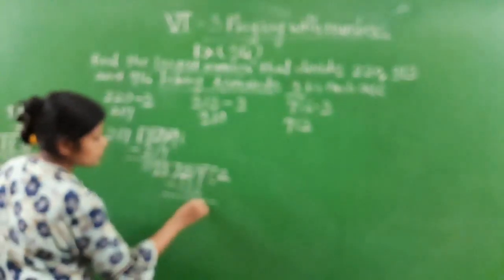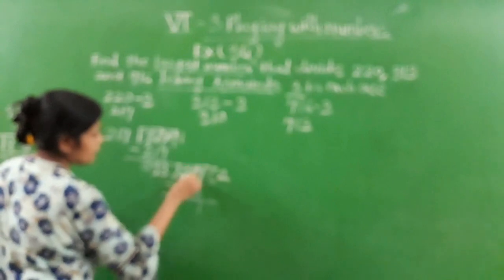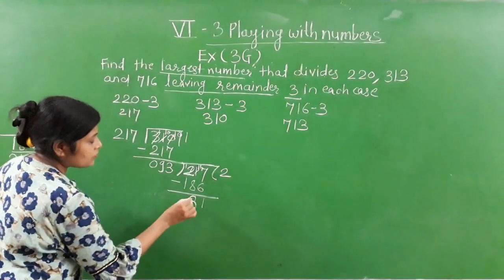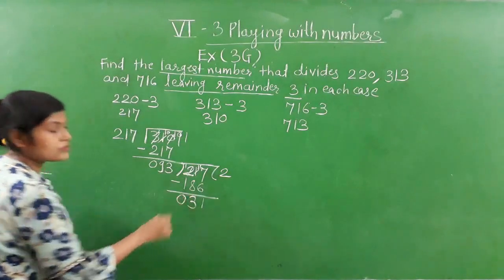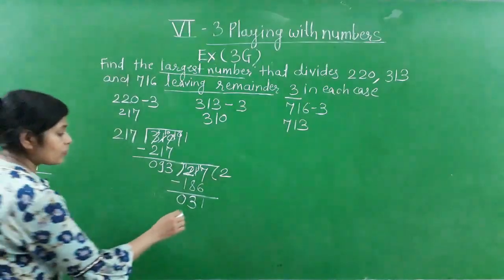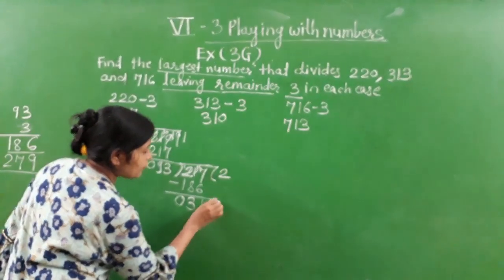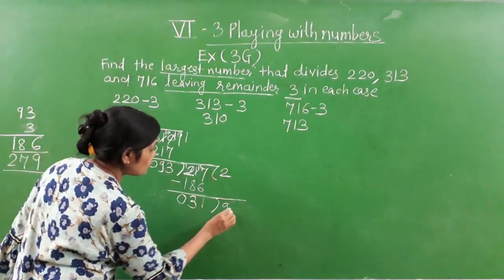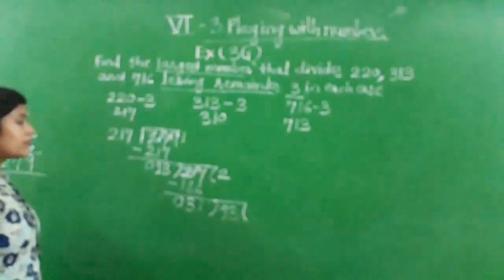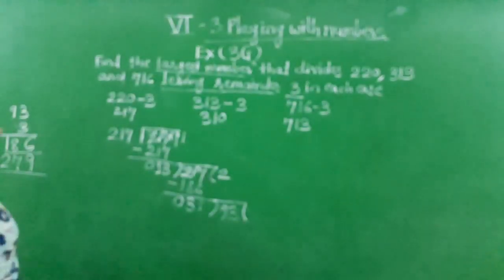Now subtract it, what will we get? 7 minus 6 is 1. Here will be 11. This will be 1. 11 minus 8 is 3. 1 minus 1 will be 0. Got it? Now what will we do? This 31 will be your divisor and 93 will be your dividend. Now what we'll do? We'll divide it by 31.